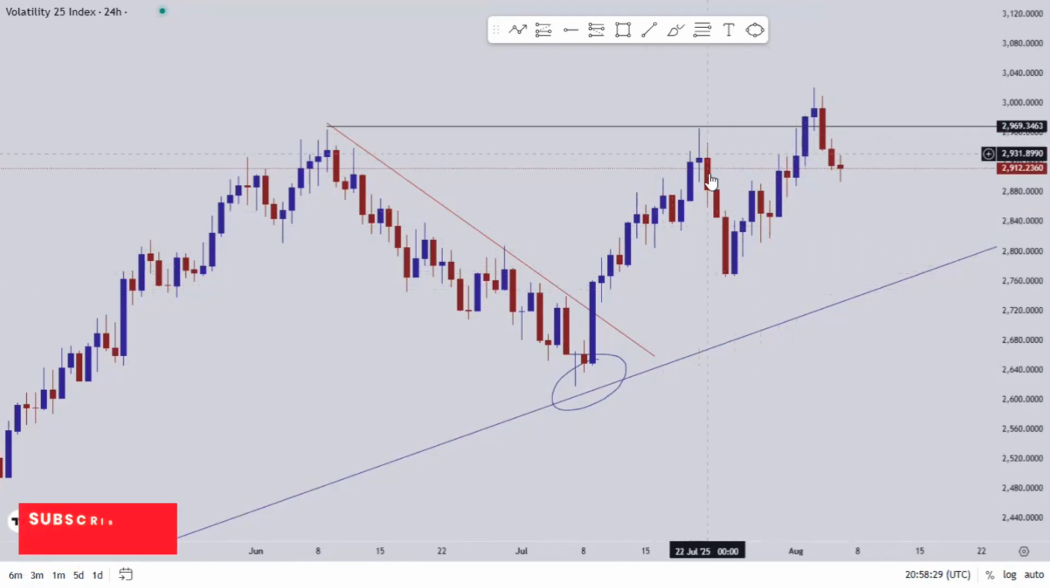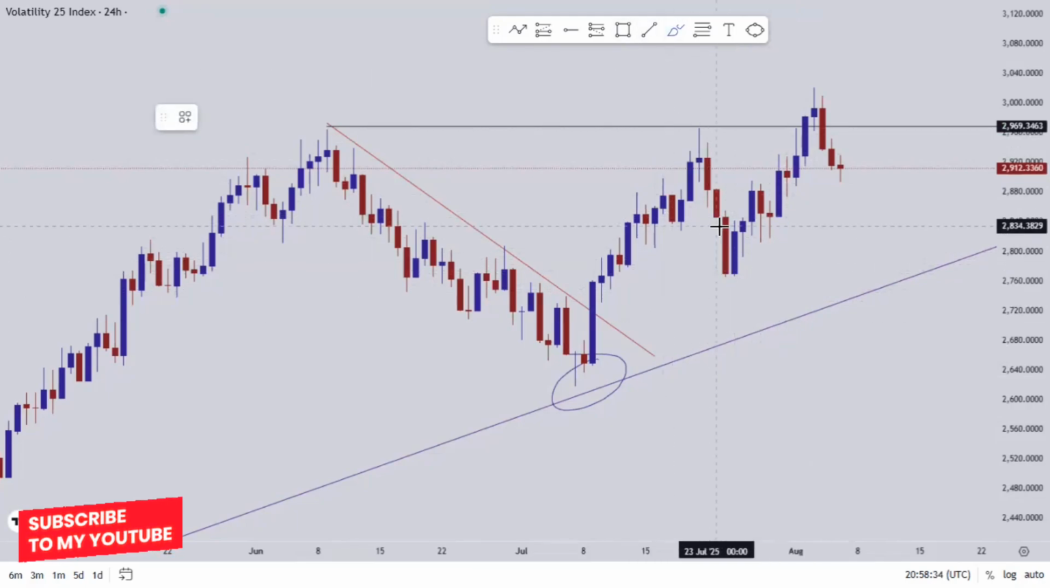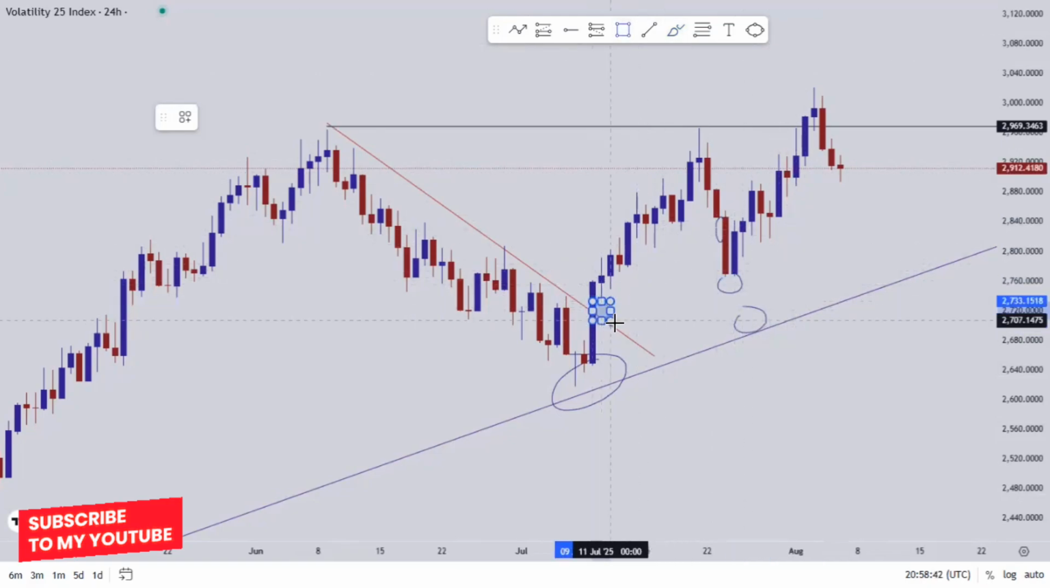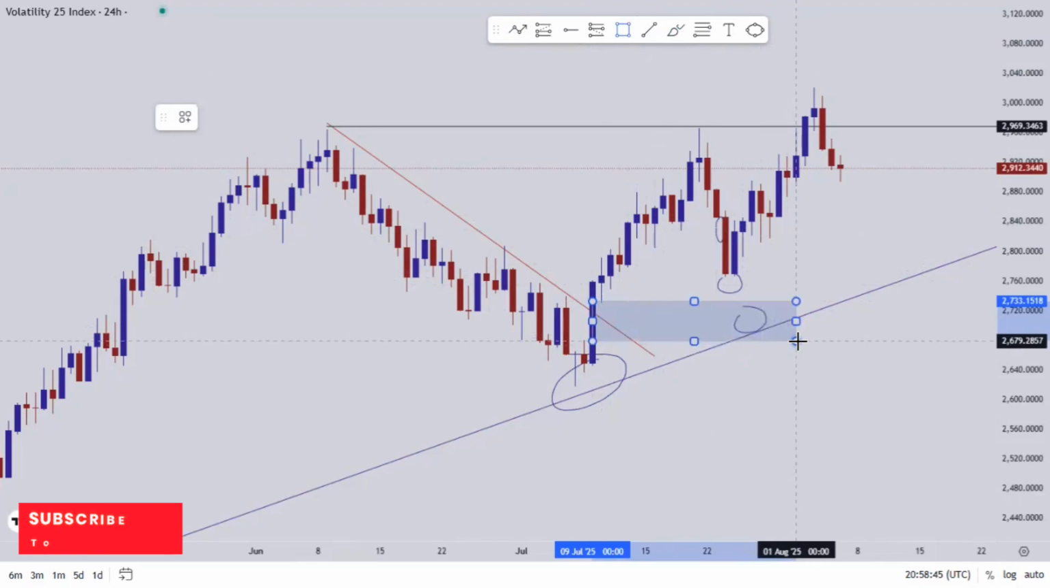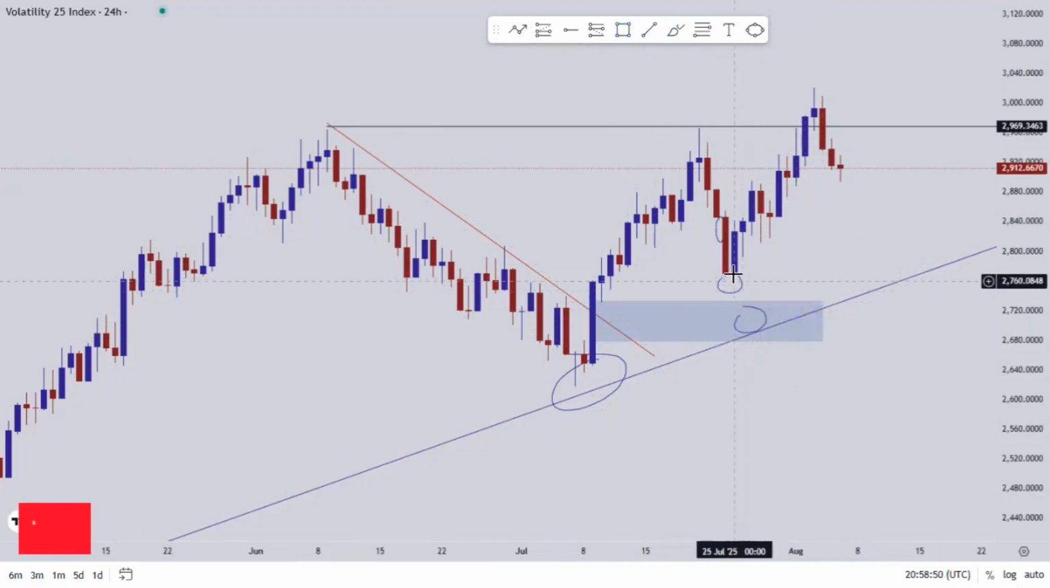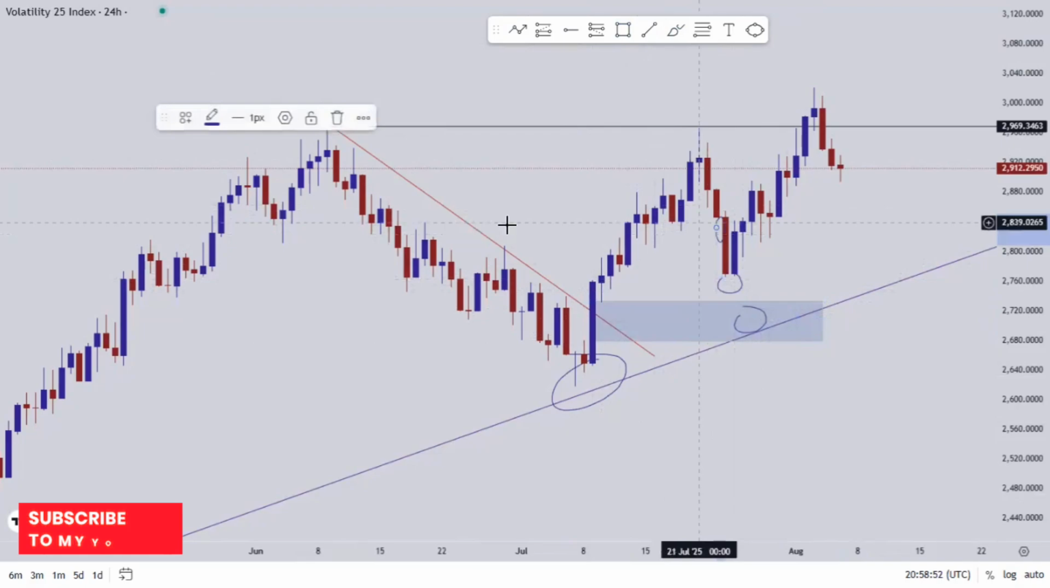So I was waiting for this particular pullback. I don't know whether it's going to stop here, here, or here. But one thing I was sure of, this imbalance might possibly be filled. That was what I was actually aiming at. So I was waiting patiently to see whether this particular imbalance would be filled.